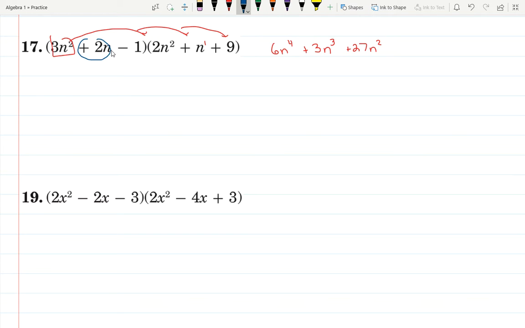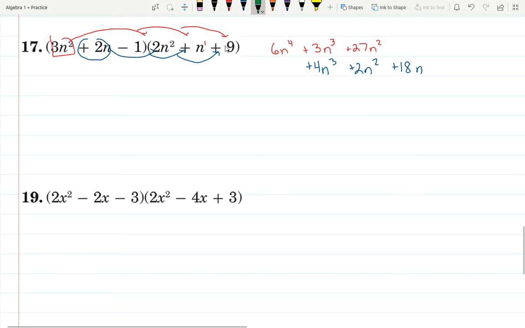2n being multiplied by 2n squared, n, and 9. All right, 2n times 2n squared. 2 times 2 is 4. N times n squared is n to the third. So we're going to line this up right here. So positive 4n to the third. 2n times n is 2n squared. 2n times 9 is a positive 18n.